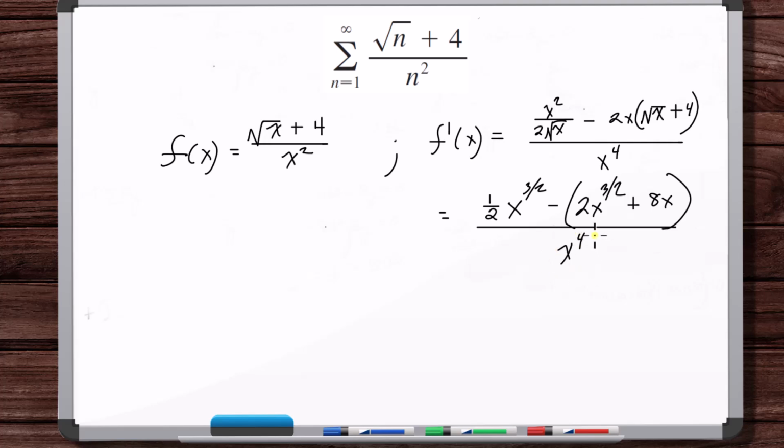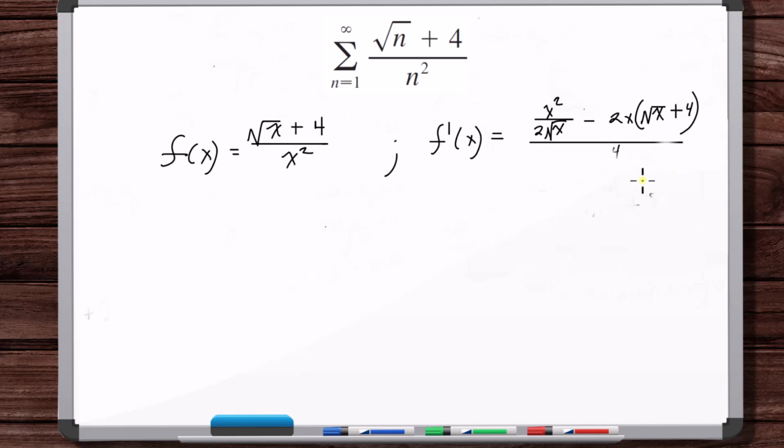All right, so this is always positive, and we can see that the numerator is always going to be negative. You've got the x to the 3/2, but this is multiplied by 2, and you're adding an 8x, and x is always positive. So this is always going to be negative. So it's a decreasing function, but it didn't even have to always be negative from 1 to infinity, as long as it's always negative starting at some x value.